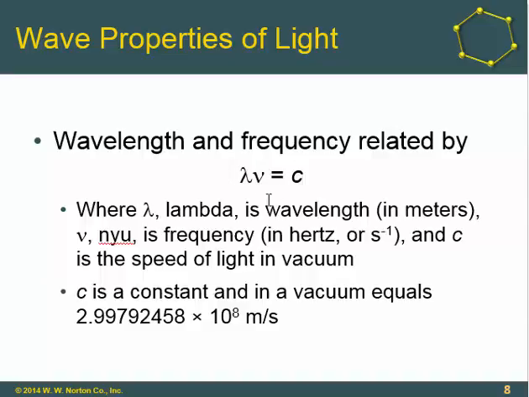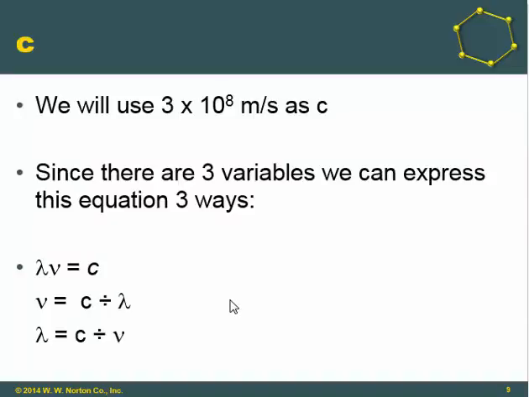So we're going to use this equation to solve some problems. As we solve our problems, we're going to use the speed of light to be 3 × 10⁸ meters per second. And we also want to remember that since there are 3 variables in this equation, there are 3 ways we can express this equation. Since we already know what the speed of light is, we will either be solving for frequency if we're given lambda, or solve for lambda if we're given frequency. So you'll want to have these equations written down in your notes so you can get through the homework easily.